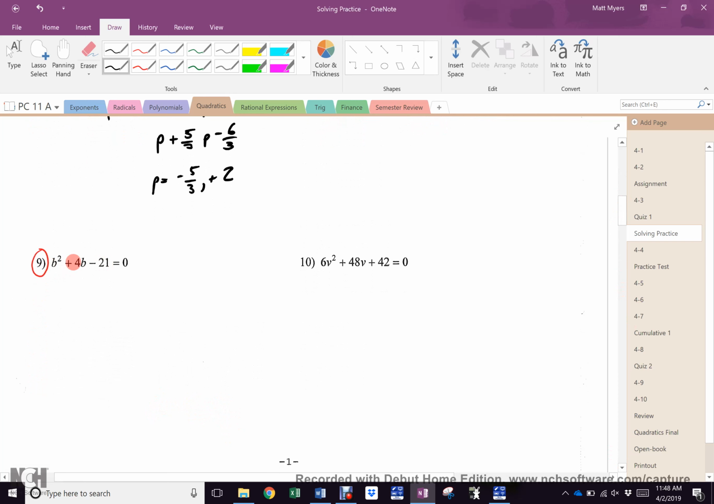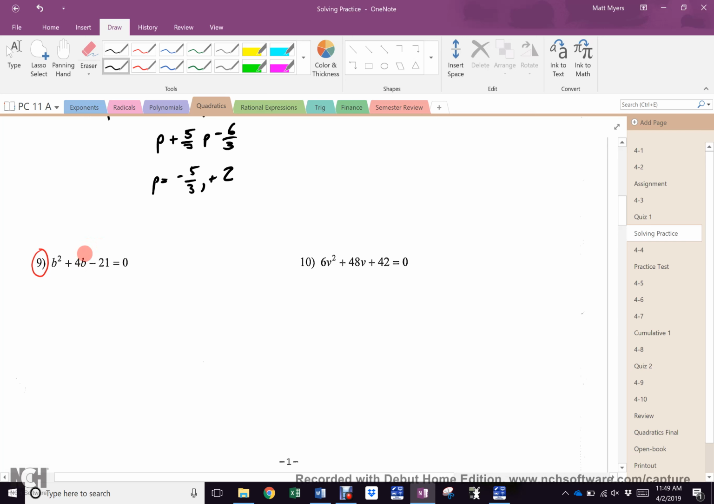This one, are there factors of 21 that add to 4? Factors of -21 that add to +4? Yes. So I could use +7 and -3. Or, because this has nothing out in front and that's even, I could complete the square here as well. Right? Either one, whatever you are comfortable with.